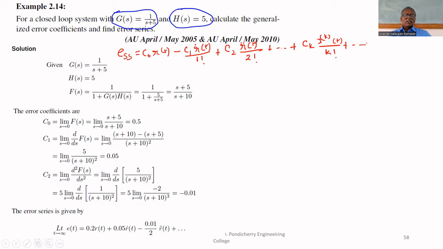What is the question? Calculate the generalized error coefficients. What are the generalized error coefficients? C0, C1, C2, etc. So, what is C0?